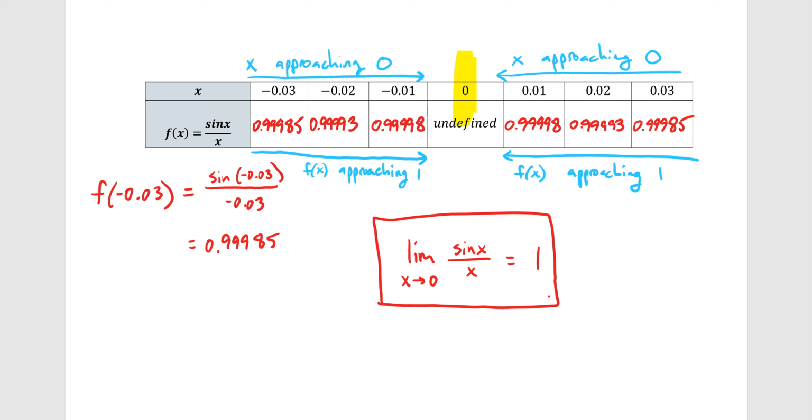So you could have also chosen here maybe negative 0.05, negative 0.03, negative 0.002 or something like that. So it really doesn't matter technically what you choose, as long as it's getting closer and closer and closer to your middle value.